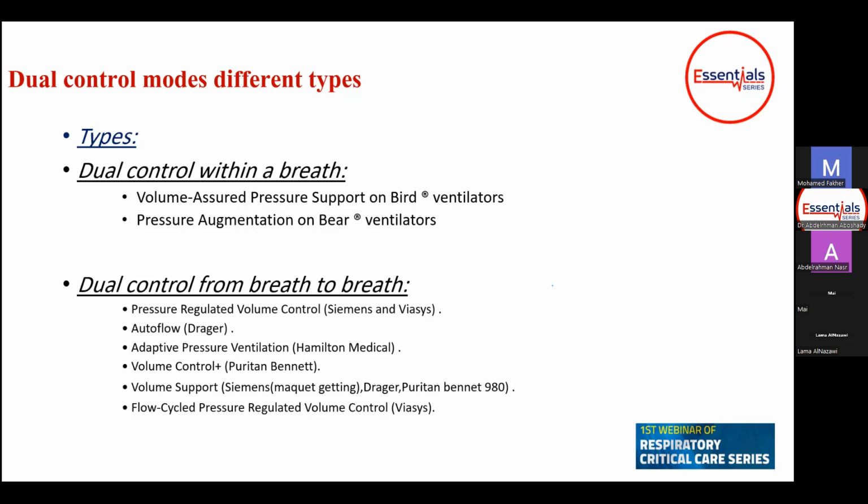The common commercially available breath-to-breath dual control modes are the PRVC, found in Maquet, which was called Siemens in the past. AutoFlow, which I would rather call a feature, not a mode, is specific to the Dräger. Adaptive pressure ventilation, or the APV-CMV, is in Hamilton, and volume control plus is in the Bennett.